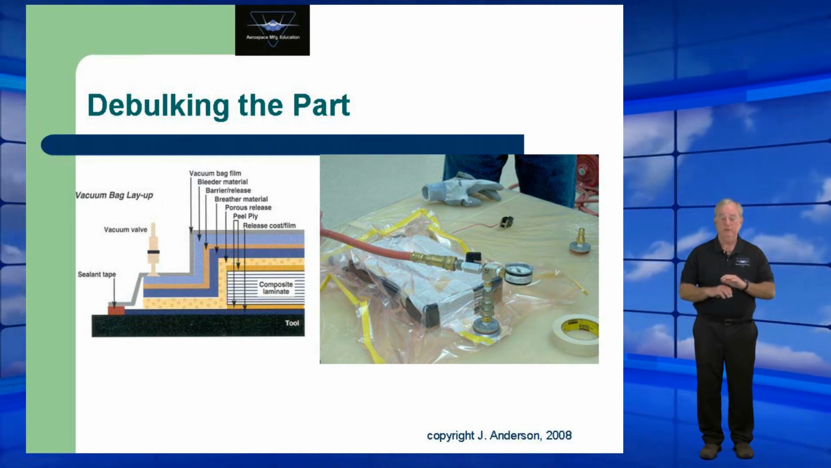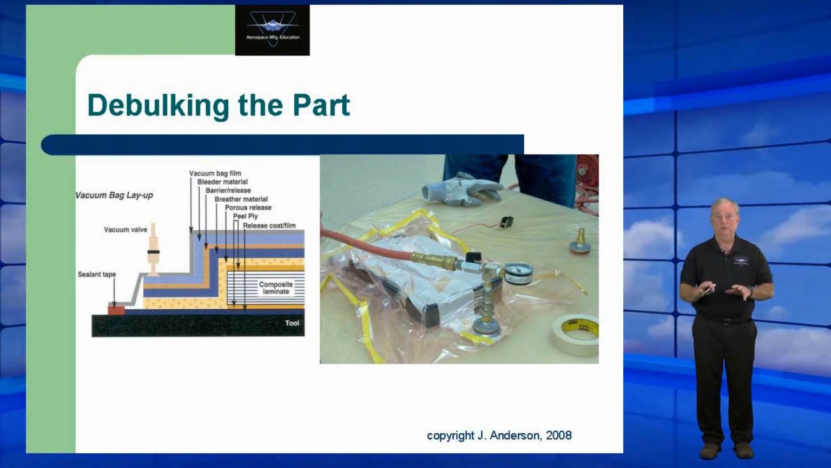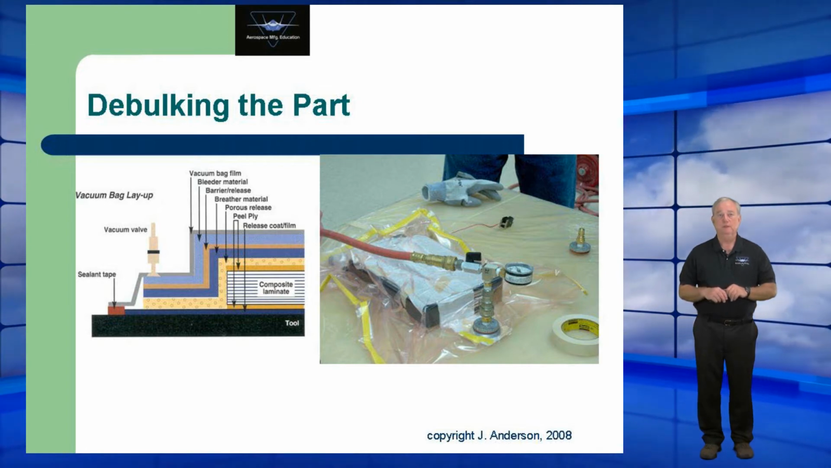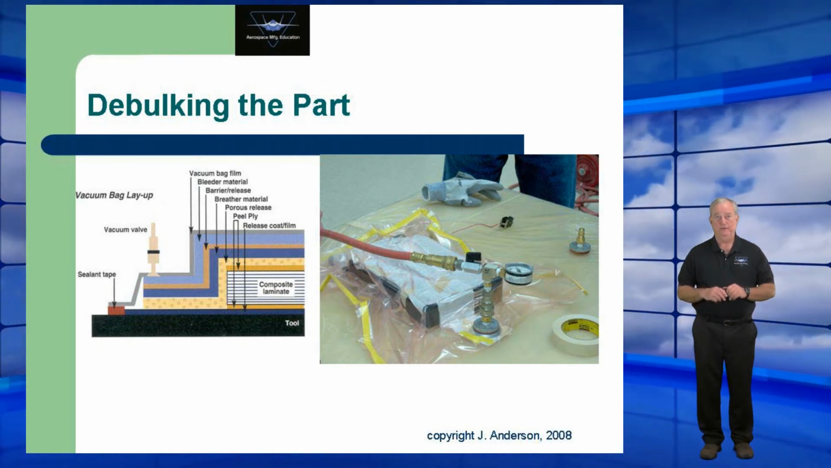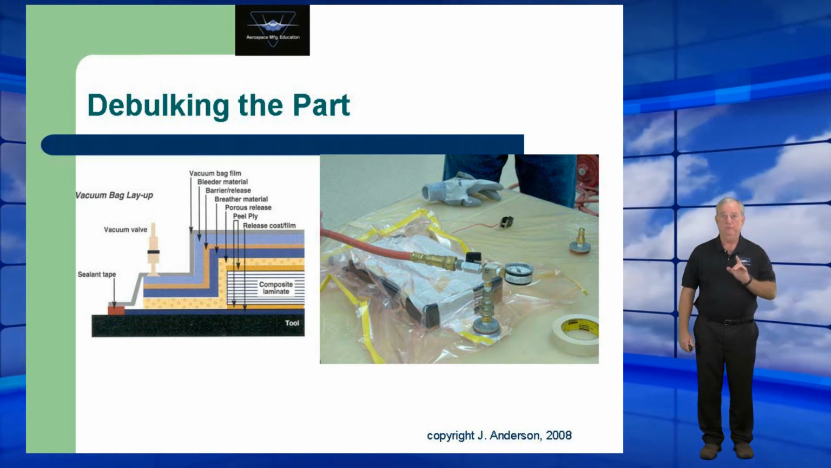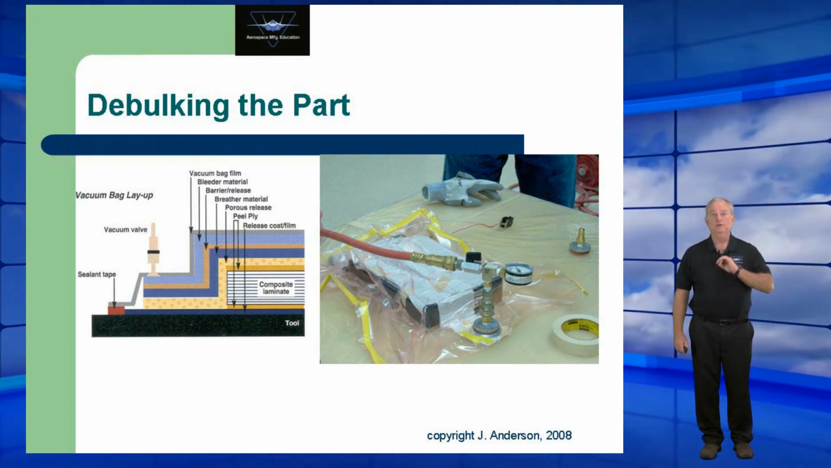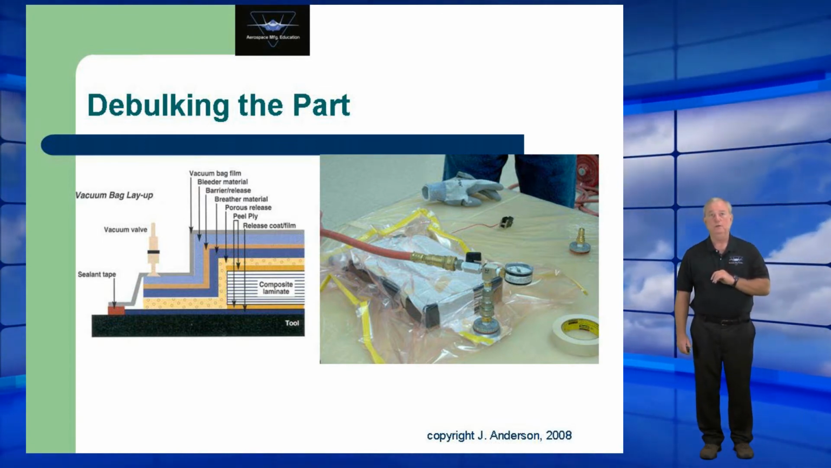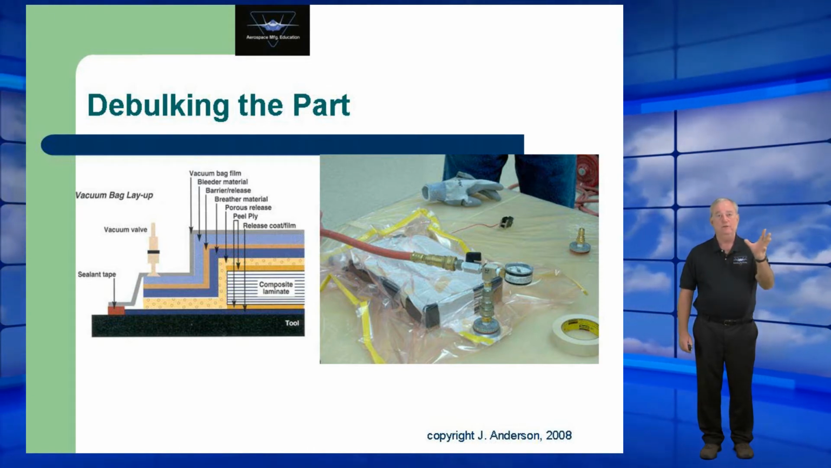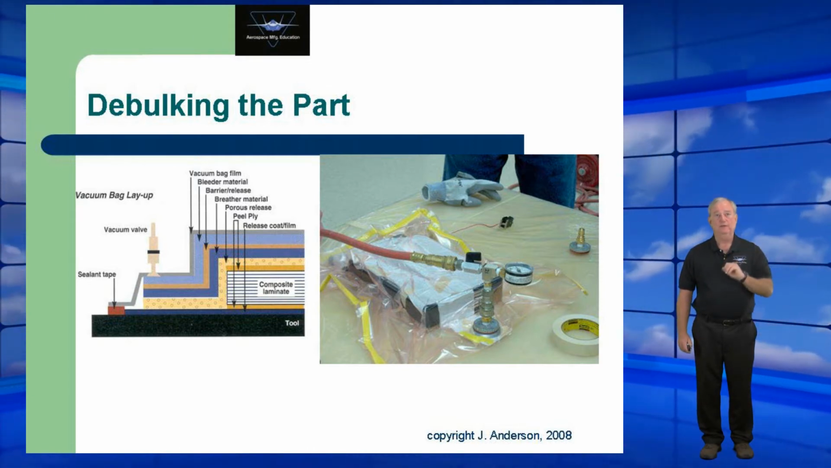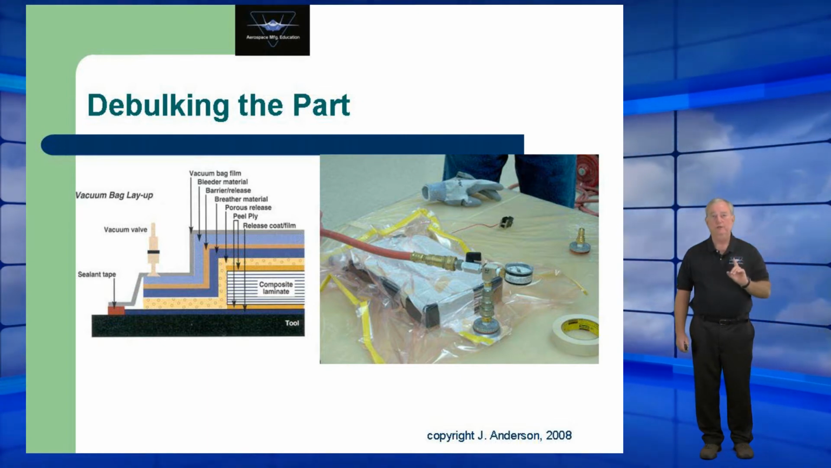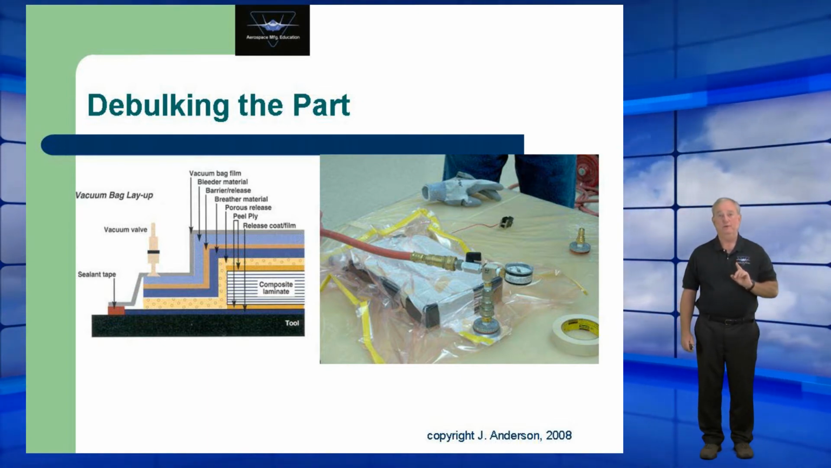That is, we need to put a uniform pressure across the part that pushes it into the mold. The way we typically do that is vacuum bagging. This image shows a vacuum bag being applied over the mold. The image on the left, the cutaway, shows all of the individual components in the vacuum bag process.